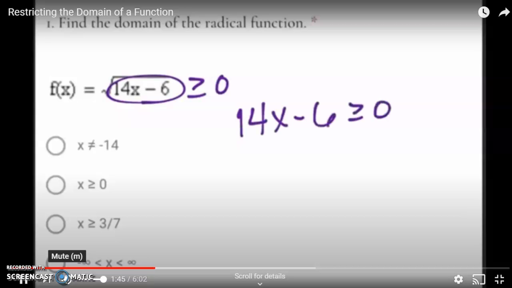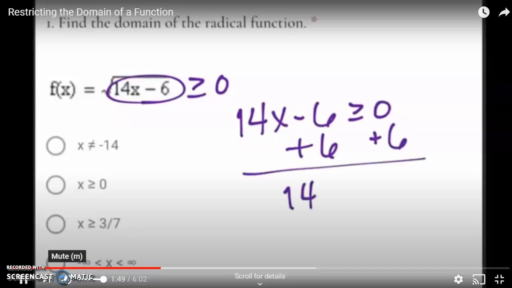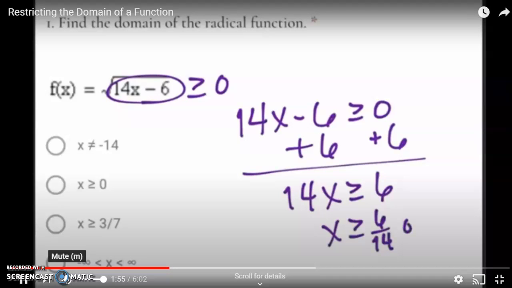Okay, so everything underneath this radical sign needs to be greater than or equal to 0. It needs to be not a negative number. Can't root a negative number. So let's just pick up everything that's under that root, set it greater than or equal to 0, and use our inverse operations to figure out what x must be greater than or equal to. Of course, 6/14 simplifies to 3/7, and there it is.